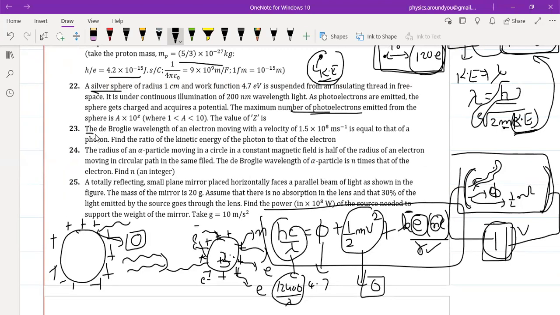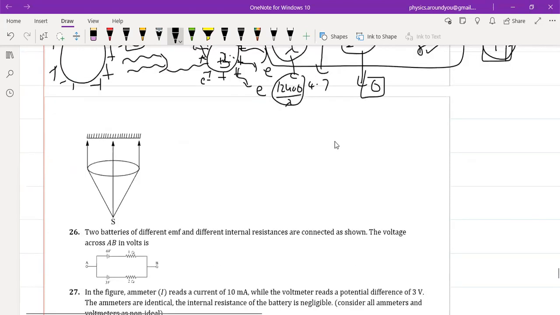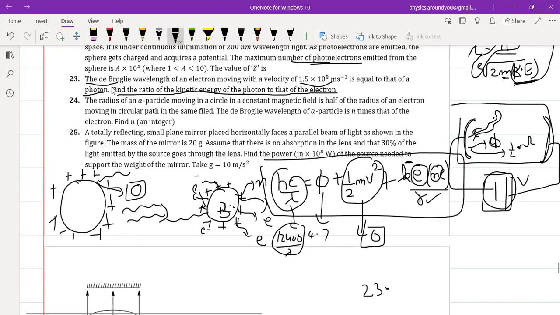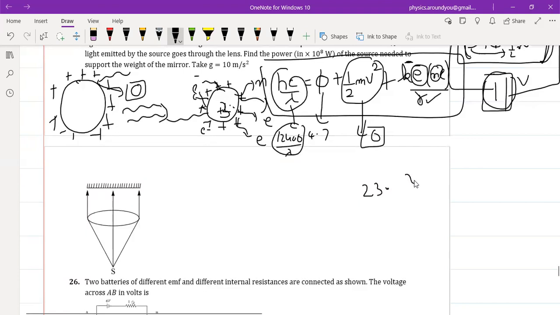Now, question number 23. The de Broglie wavelength of an electron moving with this speed is equal to that of a photon. Find the ratio of the kinetic energy of the photon to that of the electron. Here is where we need conceptual help from de Broglie. The de Broglie wavelength is the same. If lambda of electron equals lambda of photon, that would mean the momentum of electron is equal to the momentum of photon. Reason: lambda is determined only by momentum.